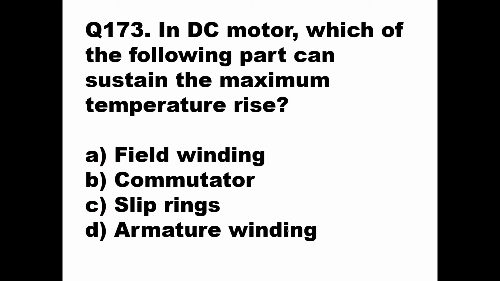In a DC motor, which of the following parts can sustain the maximum temperature rise? Okay. Now, a DC motor has a field winding, which is constant, which is not moving, which is stationary, and an armature winding, where the armature is going to have a movement. So here, the field winding, which is not going to rotate, can sustain a maximum temperature even when the armature is giving you a rotation. Okay, so field winding is the one in a DC motor which can sustain maximum temperature.